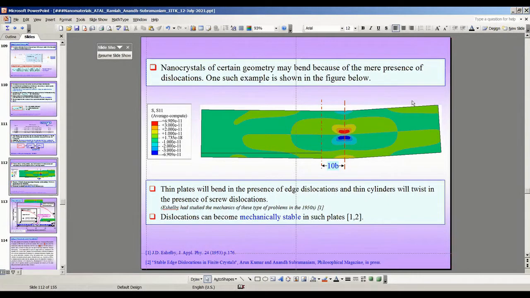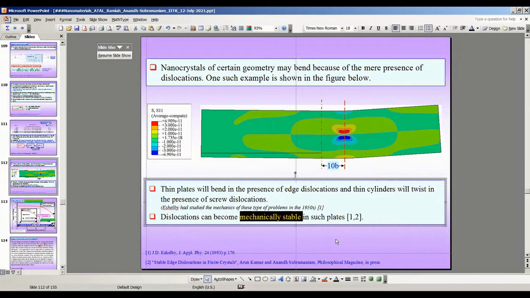And this Eshelby I'm talking about is the famous J.D. Eshelby, who published a sequence of beautiful papers in the 1950s and who is very well cited. The collected works of Eshelby is written by Professor Anurag Gupta, who is a professor in mechanical engineering at IIT Kanpur. So he has written the book on the collected works of Eshelby. These plates can bend because of dislocations, which does not happen in bulk. And we have shown that in such thin plates, the dislocations can become mechanically stable. They don't become thermodynamically stable, they become mechanically stable.